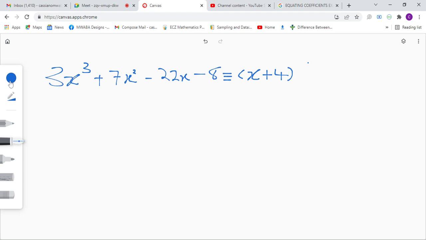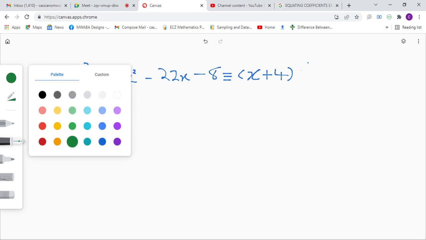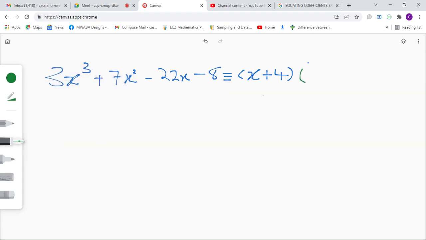First thing we're going to do, put the brackets here, right? Then, as we can see here, our highest degree is the power 3 here. In our divisor, which is x plus 4, we have x to the power 1. So what variable, and to what power, do we have to multiply with x to the power 1 to get x to the power 3? And that is x squared.